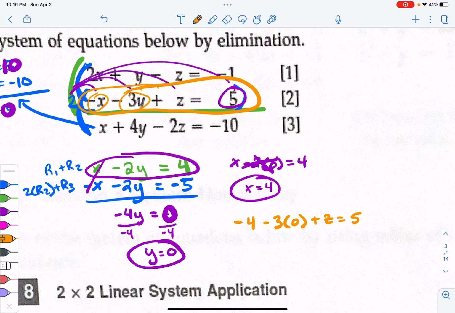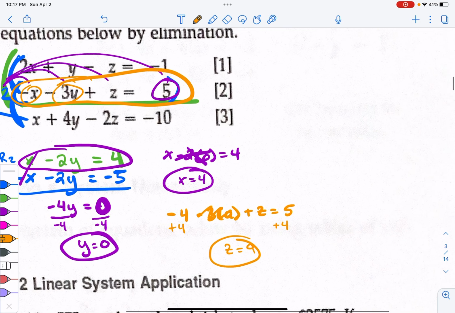All right, so negative 3 times 0 goes away. I'm going to add the 4 over, and z equals 9. Okay, so my ordered, it's called an ordered triple instead of an ordered pair, is 4, 0, 9.